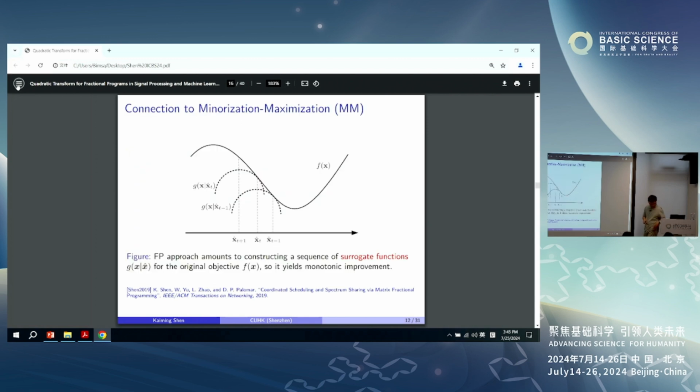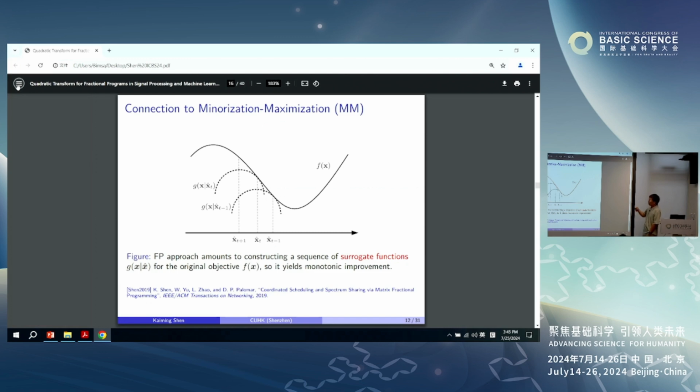Okay, and I also would like to connect the quadratic transform to the famous majorization-minimization theory, namely MM theory. So MM theory is an important tool for non-convex optimization. So let me first quickly review what MM theory does. Suppose we wish to maximize a function f(x). Because f(x) is not concave, it's difficult to optimize f(x) directly.